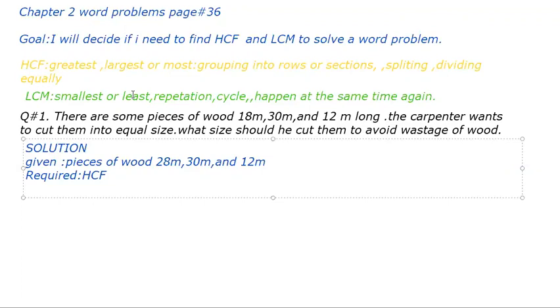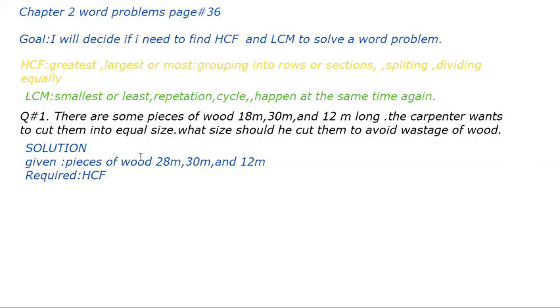Question number 1 is: there are some pieces of wood 18 meters, 30 meters, and 12 meters long. The carpenter wants to cut them into equal size. What size should he cut them to avoid the wastage of wood? Now we will find the keyword, what's happening in this question. There are some pieces of wood, and the carpenter wants to cut them into equal sizes. Look, equal sizes. When there is splitting or dividing equally, you will decide that you need to find the HCF. So we have decided from this equal size that we need to find the HCF in this question.